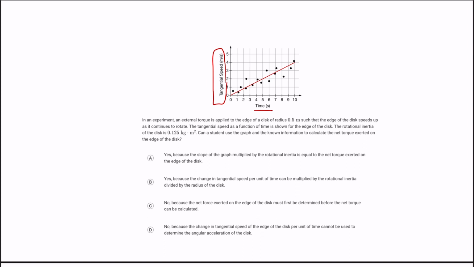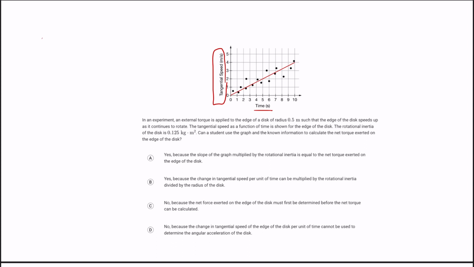In an experiment, an external torque is applied to the edge of a disk of radius 0.5 meters, such that the edge of the disk speeds up as it continues to rotate. The tangential speed as a function of time is shown for the edge of the disk. The rotational inertia of the disk is 0.125 kilogram meters squared. Can a student use the graph and known information to calculate the net torque exerted on the edge of the disk? Great. Okay, so yes, first off, but let me show you why.